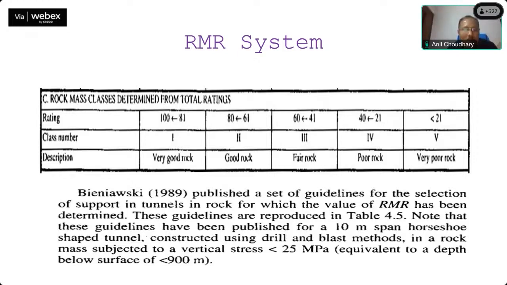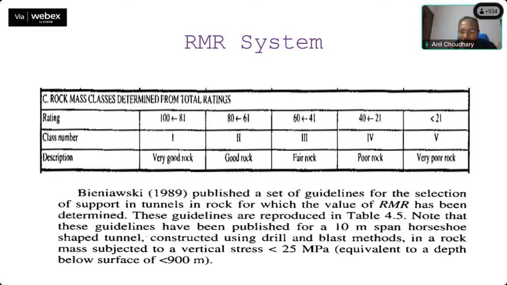Now, if you see what Bieniawski has given, he mentioned that this set of guidelines is for the selection of support in tunnels in rock for which the value of RMR has been determined. So we determine RMR and what kind of support is required at that location is mentioned. These guidelines are produced in a table. I will show you the table. Note that a very important note is mentioned. Note that these guidelines have been published for 10-meter span horseshoe-shaped tunnels constructed using drill and blast methods in a rock mass subject to vertical stress less than 25 MPa.